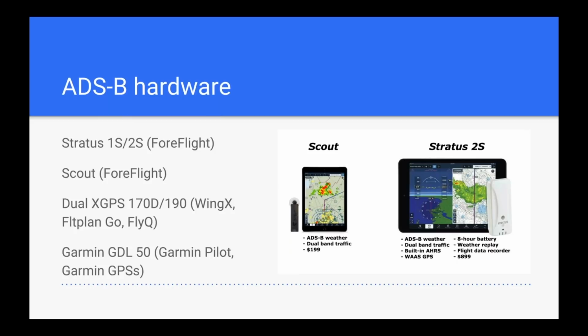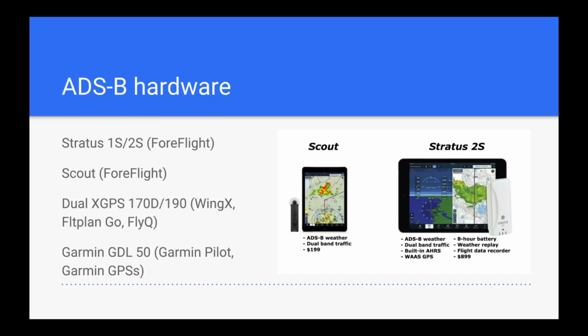And that works with ForeFlight. If you want something a little more basic and you just want to get weather, there's the Scout, which is also available for ForeFlight. That's only $199. Gets ADS-B weather and dual band traffic. So it's a great value there for under $200 and no subscriptions. That is probably the best way to get started with weather on a budget with ForeFlight. There's no GPS there and there's no battery there, so there are some limitations you want to be aware of with Scout, but again, the price is right.